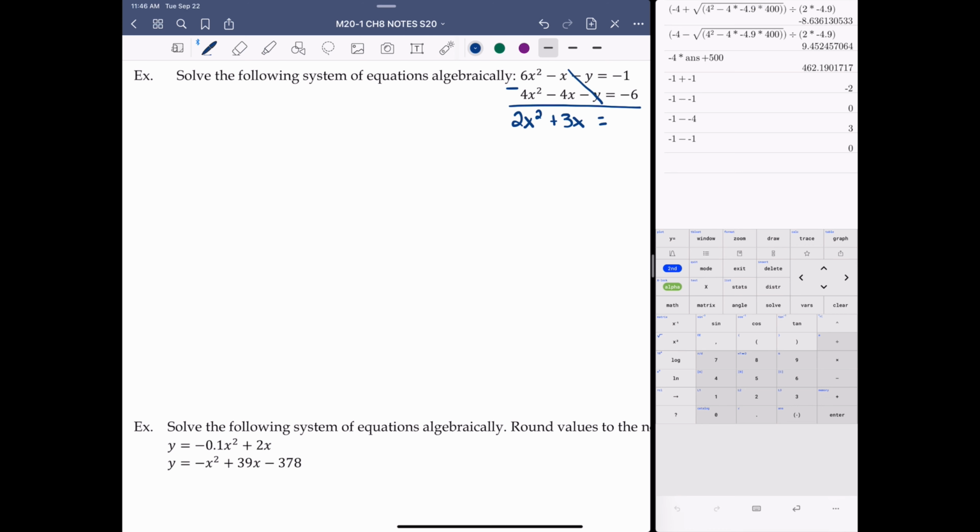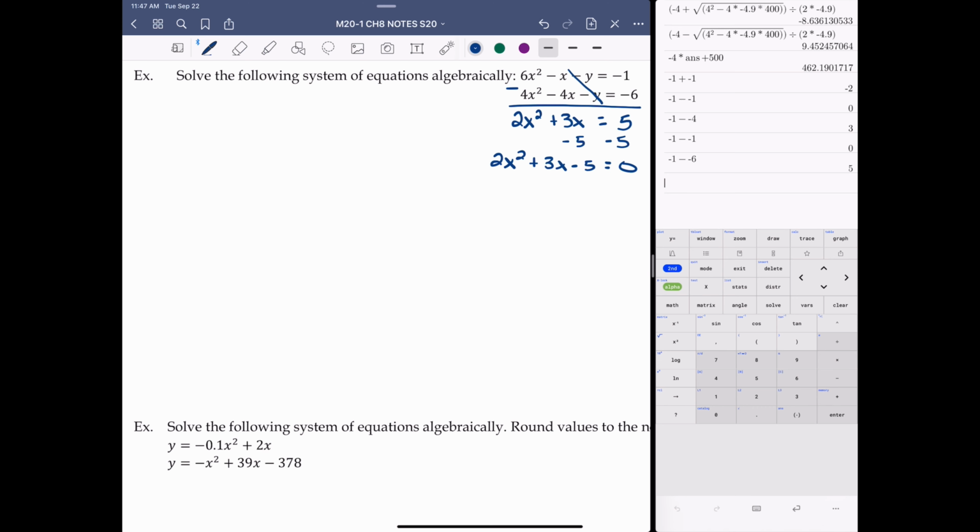-1 minus -6 is 5. We're going to move everything to one side. So keeping the x squared positive, I'm going to subtract 5, subtract 5. We get 2x squared plus 3x minus 5 equals 0.